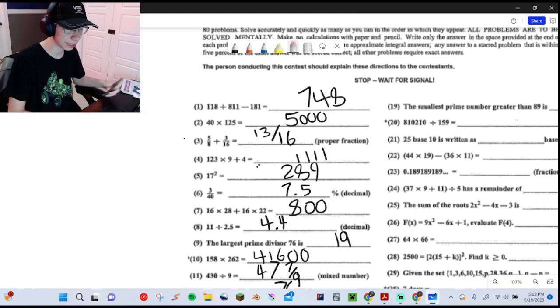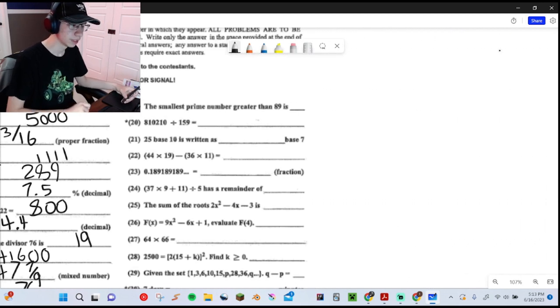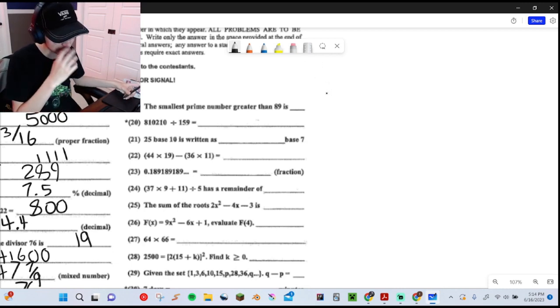Now we go to the second column. Okay. So, smallest prime number greater than 89. I think it helps to know your prime numbers around 1 and around 100. So let's list out some prime numbers.